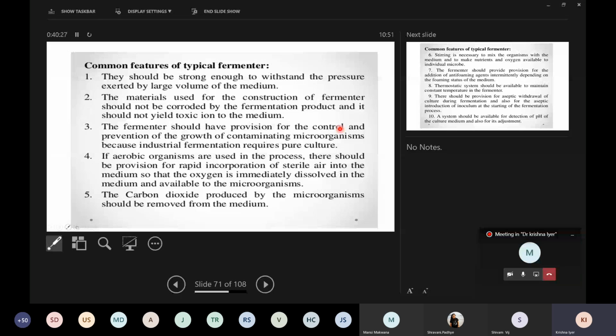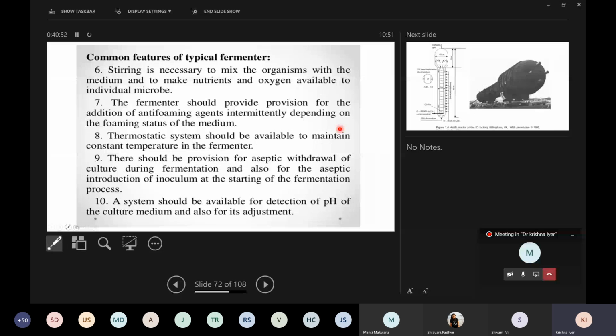Then as I said, stirring is necessary for mixing the medium and also mixing air. Okay, you should have anti-foaming agents. You should have temperature control. Okay, I should have systems for aseptic withdrawal of culture so that I can measure how my fermentation is going on, and again detection of pH. So these are all things we just talked about.